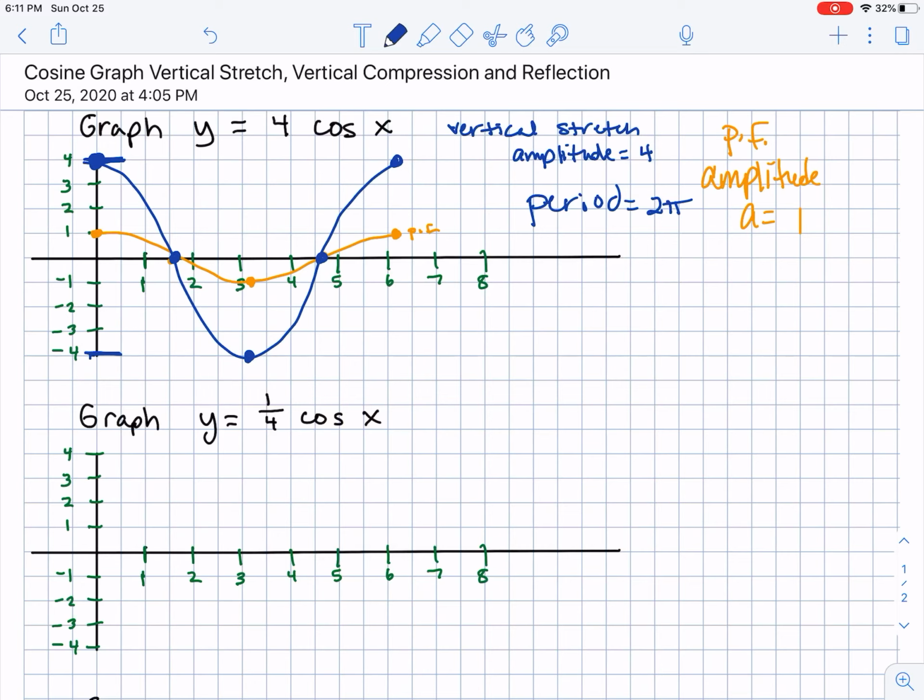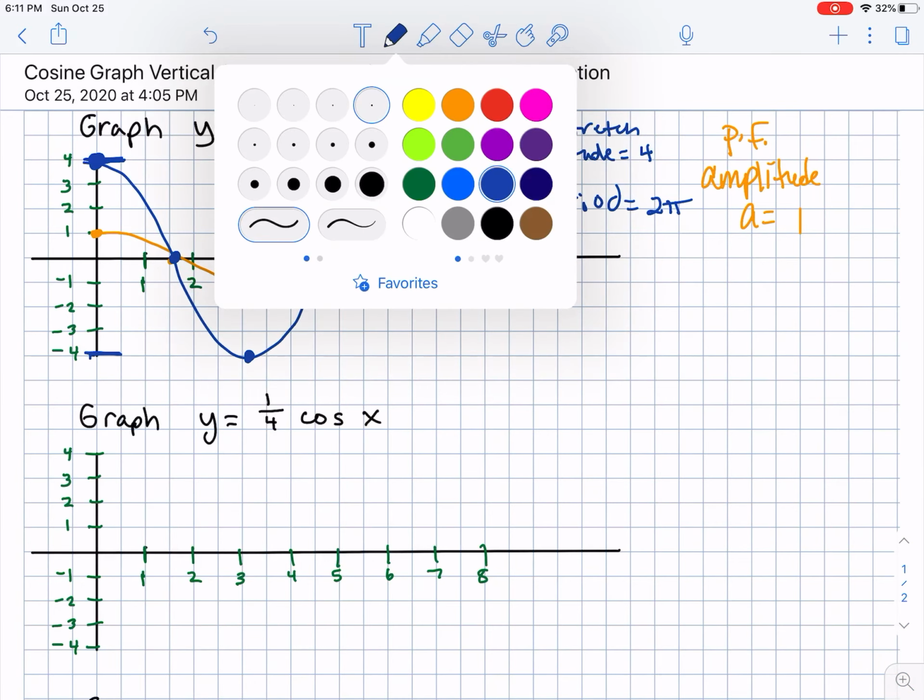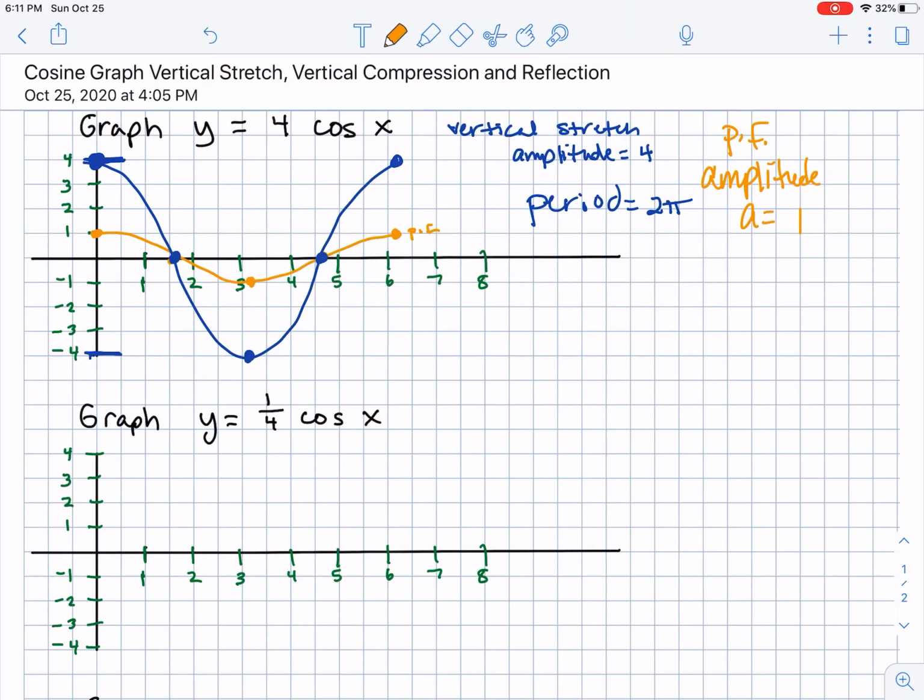A vertical compression. Let me go ahead and draw the parent function. I do want to point out one thing here. For the parent function, if my y value is at 1 and it stretches, notice it's pulling the y values away from the x-axis. So on a stretch, you're pulling the y values away from the x-axis. All right, let's move on to the next example.